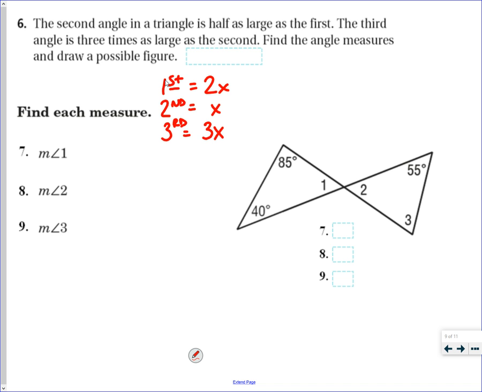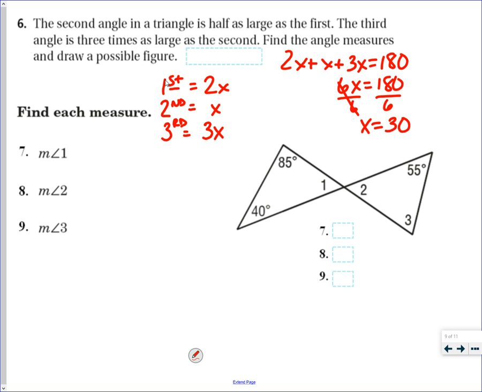This is now easy to do, right? I would have 2x plus x plus 3x is 180. And that would be 6x, so x is 30. I want to find all of the angles though. So that means that this angle is 30 degrees, and this one would be 60 degrees, and this one would be 90 degrees. It does say to draw a possible picture for that. I'm sorry, my marker is a little bit too big to fit in that tiny little space.